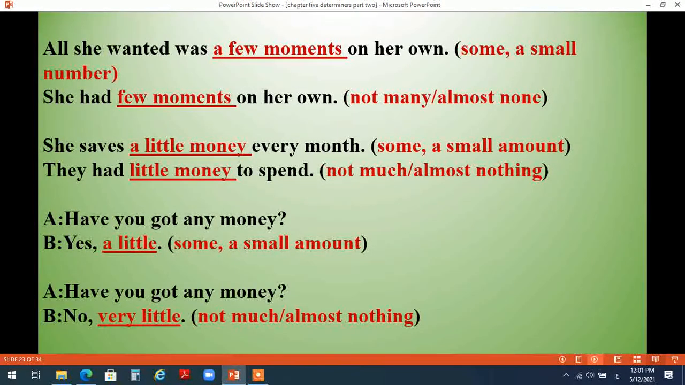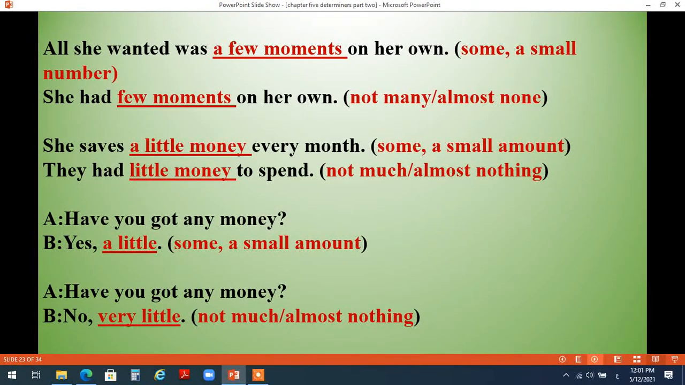She had few moments on her own. Here the meaning is completely different. It means she doesn't have many moments of her own, or as if we are saying she has almost none, or she doesn't have any moments of her own. So here we have a negative meaning.